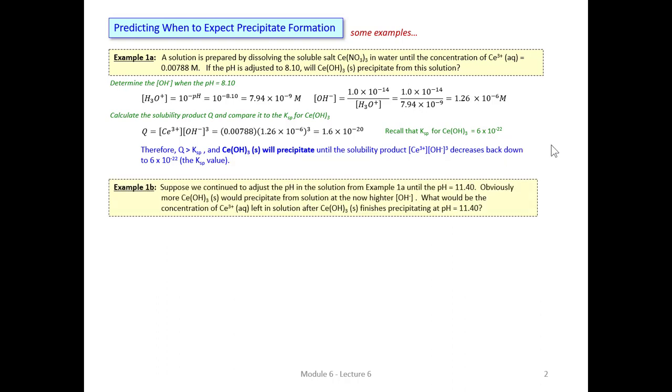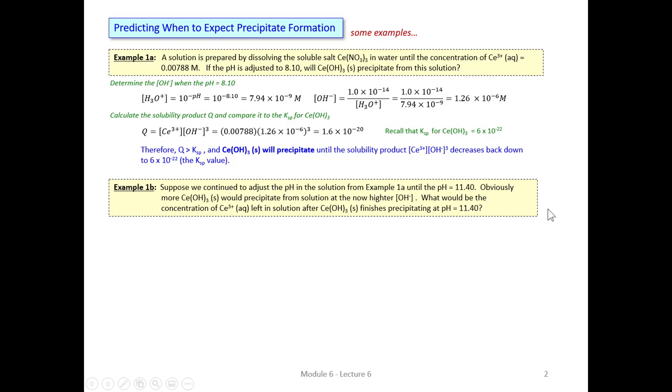Let's look at a second example related to the first. Suppose we continue to adjust the pH in the solution from this first example, and we actually raised the pH. We raised it to 11.4. Now obviously more cerium hydroxide would most likely precipitate because now we have an even higher concentration of hydroxide. So my question is, what would be the concentration of cerium-3 plus left in solution after cerium hydroxide is finished precipitating at pH 11.4? This is a little more sophisticated question.